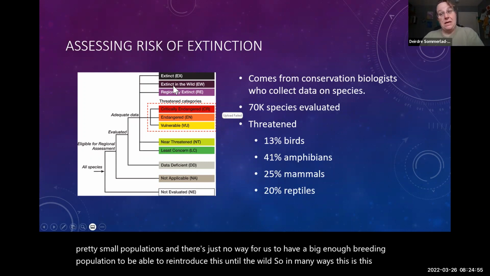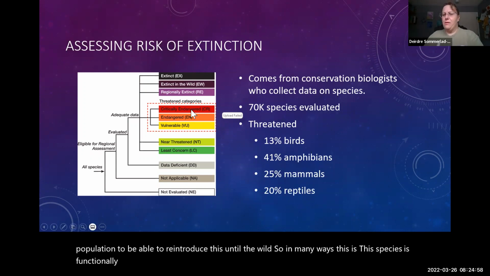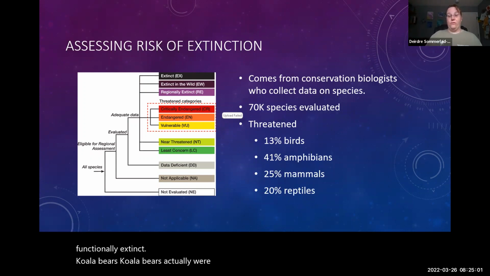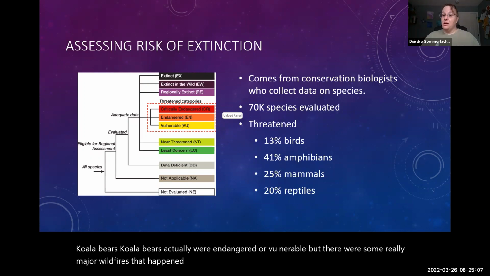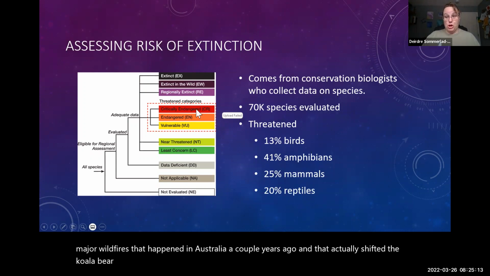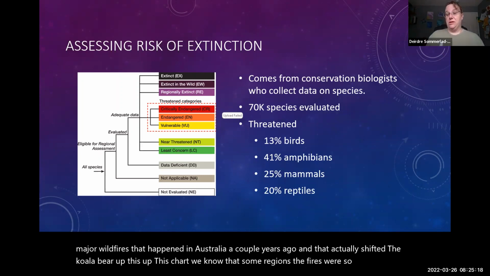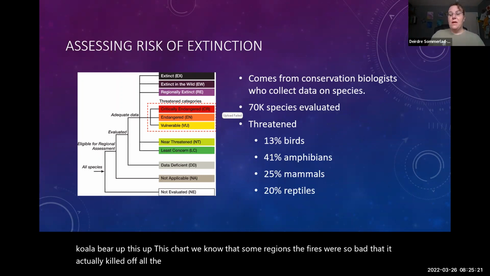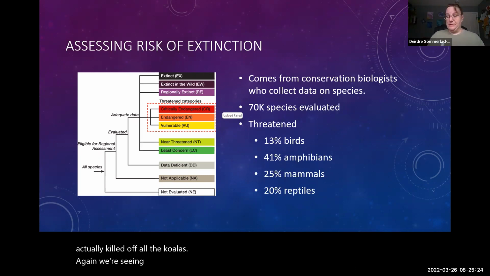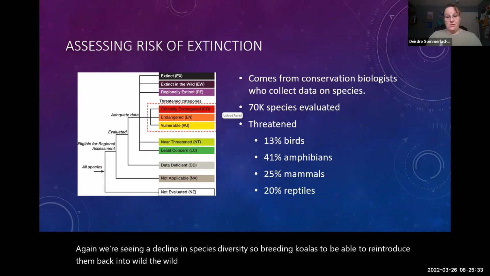species is functionally extinct. Koala bears actually were endangered or vulnerable, but there were some really major wildfires that happened in Australia a couple years ago, and that actually shifted the koala bear up this chart. We know that in some regions, the fires were so bad that they actually killed off all the koalas. Again, we're seeing a decline in species diversity. So breeding koalas to be able to reintroduce them back into the wild areas is going to be very difficult. It's going to take a while for those areas to actually recover.